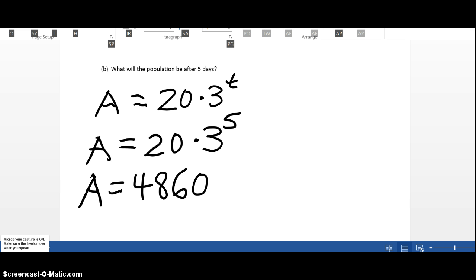Okay, the next part of this problem, again, this is from the sample MET. What will the population be after 5 days? So A is 20 times 3 to the t. T is equal to 5. So 20 times 3 to the 5th. What I would do on my TI is I would do 3 to the 5th first, and then get that result, enter, and then multiply by 20. And you get 4860.